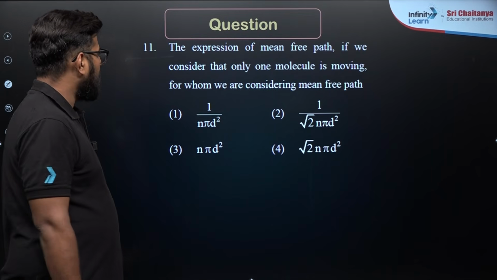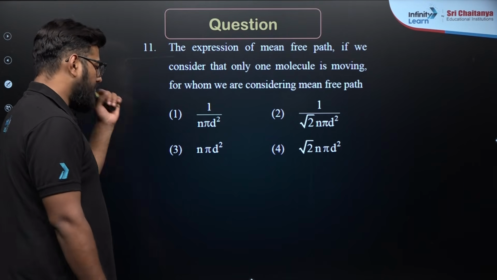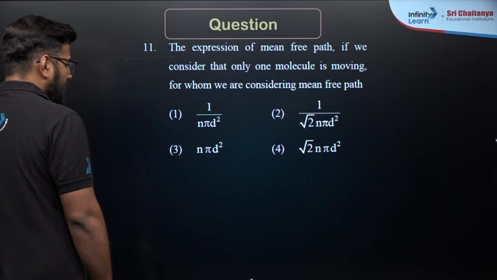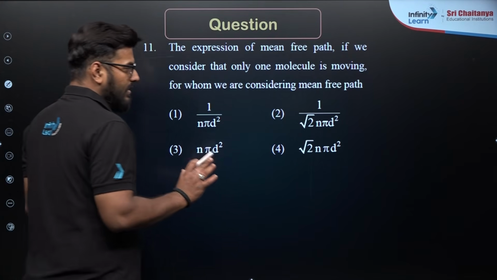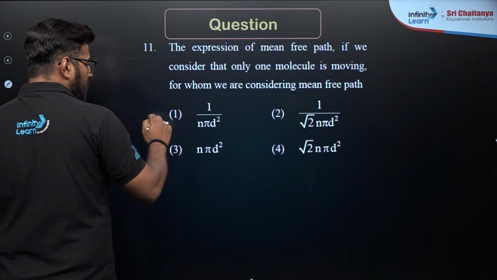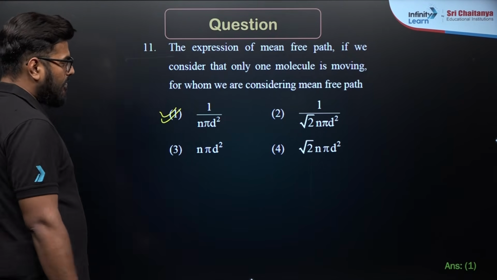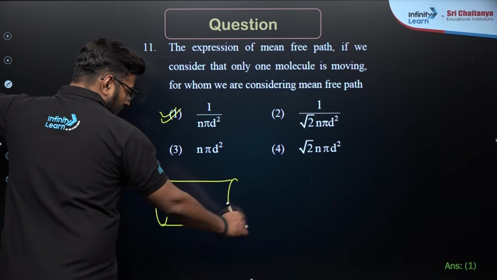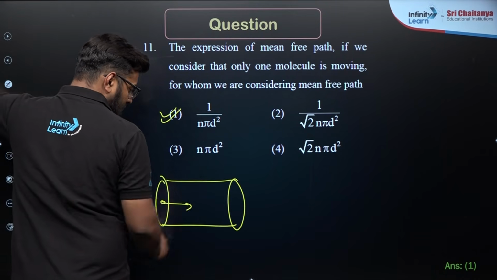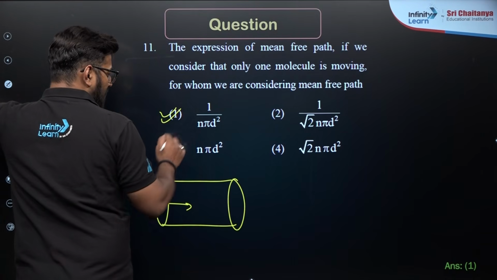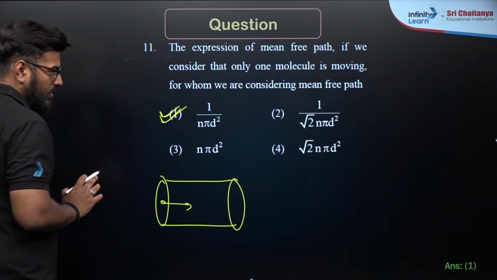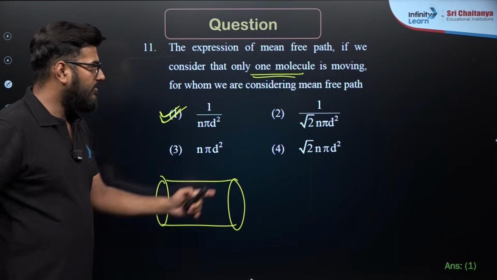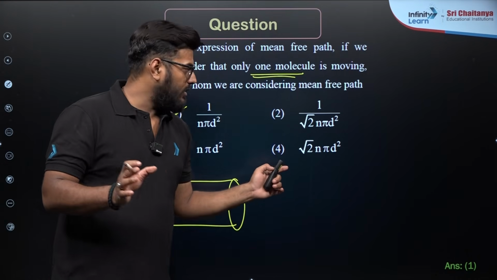The expression of mean free path, if we consider that only one molecule is moving, very important. See, in the standard textbook we remember the formula, it turns out to be 1 upon root 2 pi n d square. But for a single molecule, it turns out to be 1 upon n pi d square. We imagine a cylinder and the relative velocity is just v. So based on that, you get option number 1 only. Always remember that for a single molecule it is this, and for a bunch of molecules the formula is this.